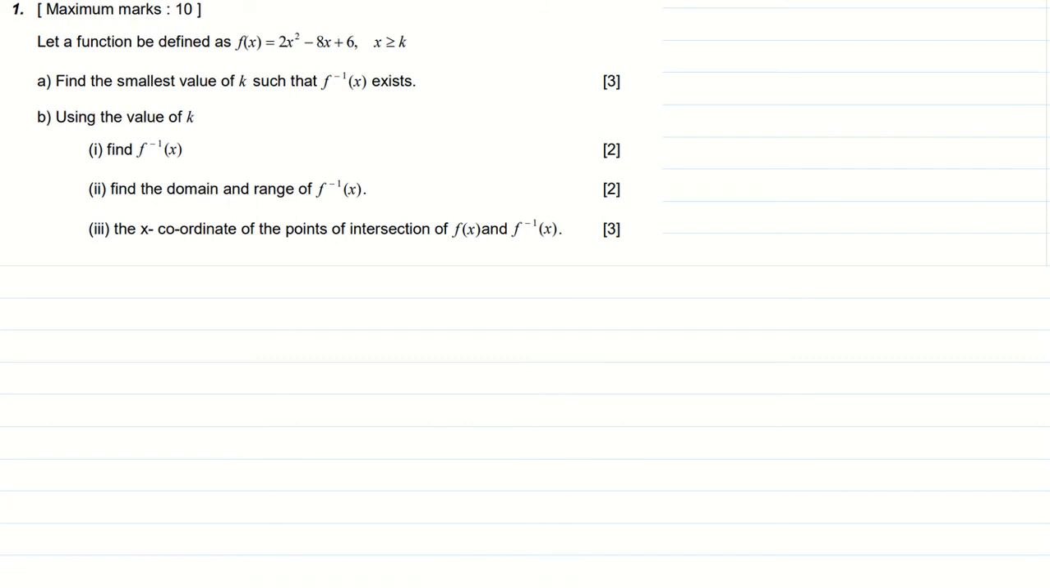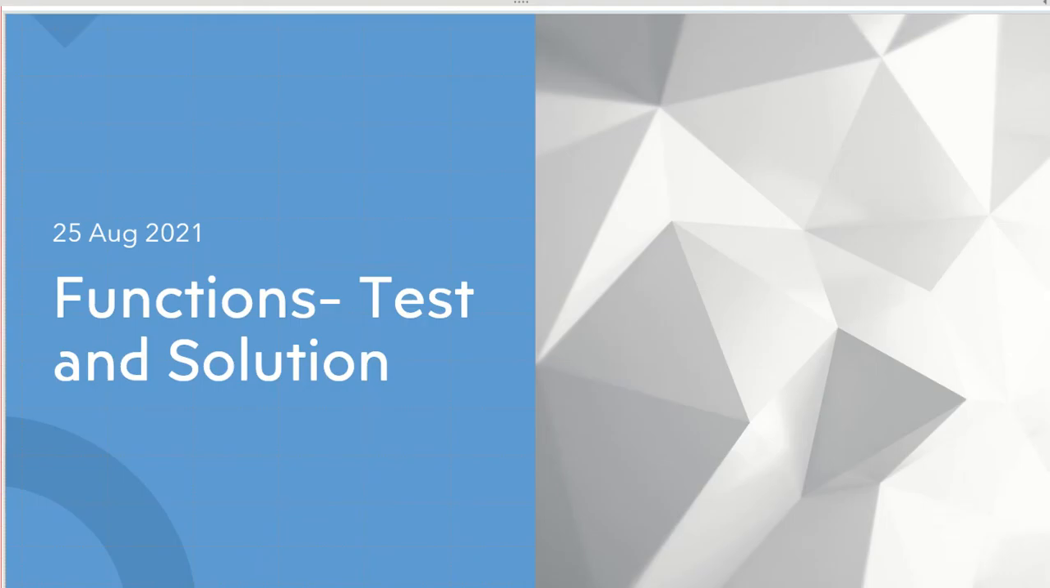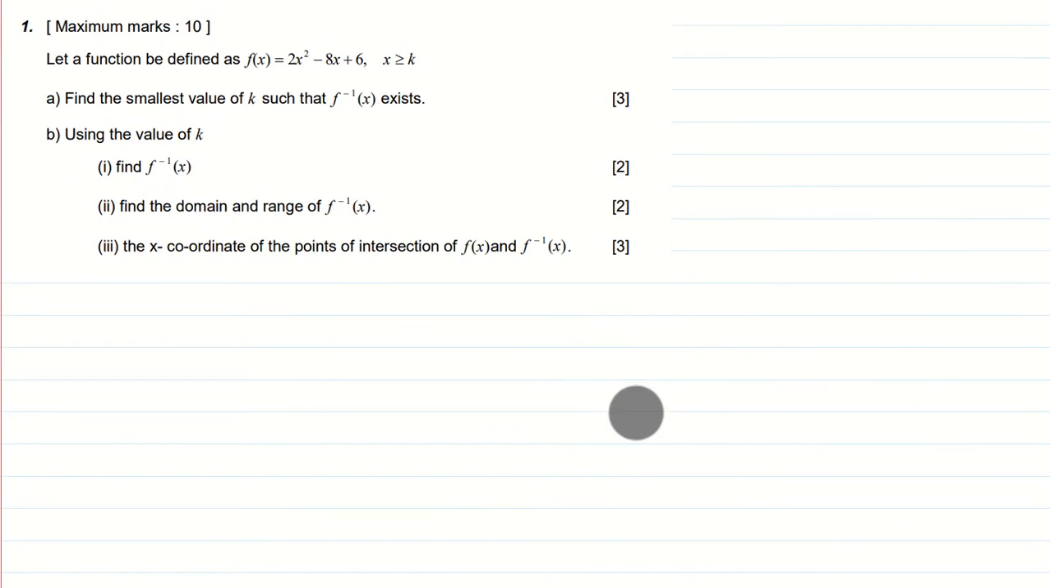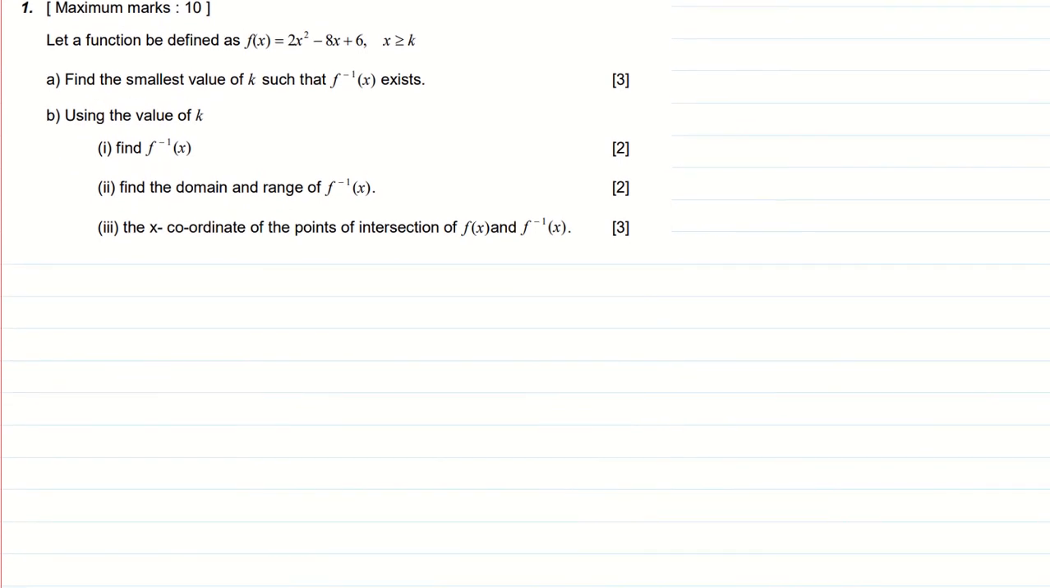For the first one, you've been given a quadratic function which you define. A quadratic function f(x) is defined as 2x squared minus 8x plus 6, where x is greater than or equal to k. Find the smallest value of k such that f inverse exists. Remember, a quadratic is a many-to-one function. So if a quadratic is a many-to-one function, you have to find out the minimum.